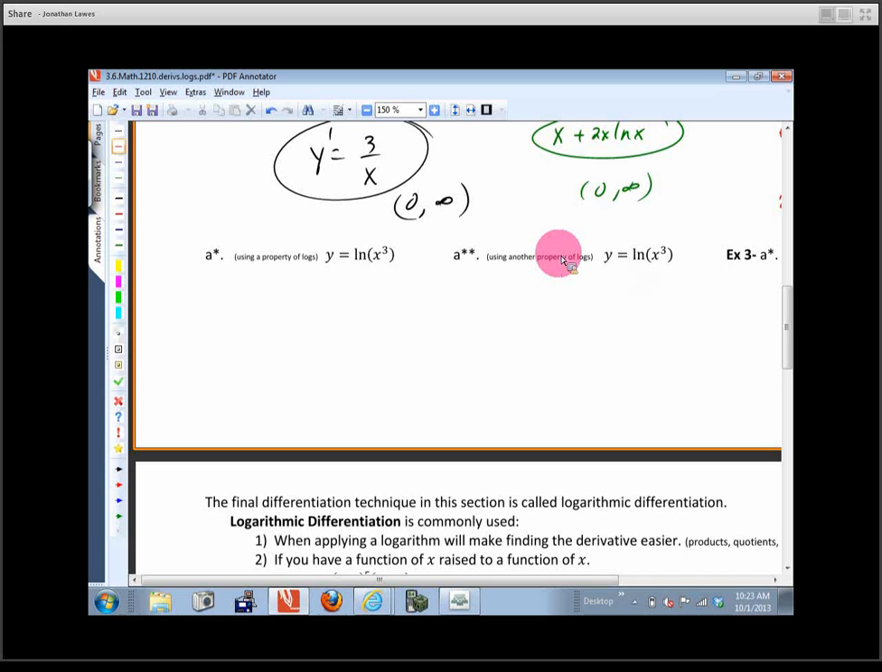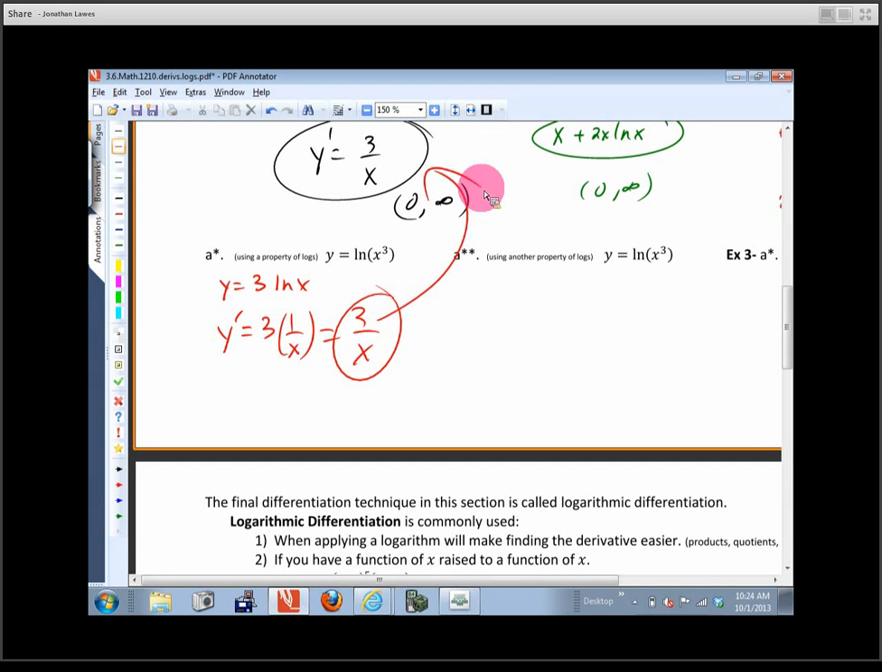So any suggestions, Peter? Okay, what property is that? Power property. Okay, so I can slide that out front. So I can write this as 3 times the ln of x. So y prime would be, this is a constant multiple, so this is going to be 3 times the derivative of ln x, which is 1 over x, so I get 3 over x. I get the same thing that I got right there. Is there another property of logs that I could do and produce the exact same answer?